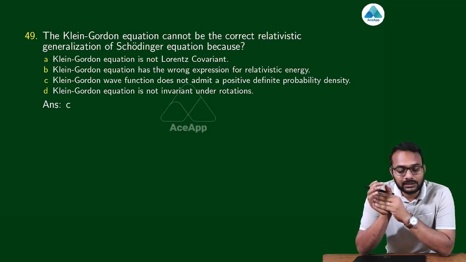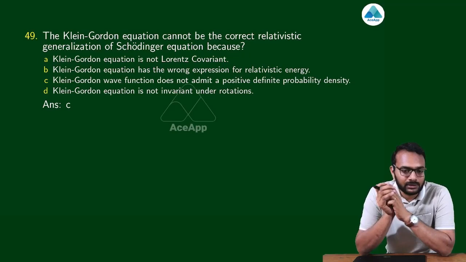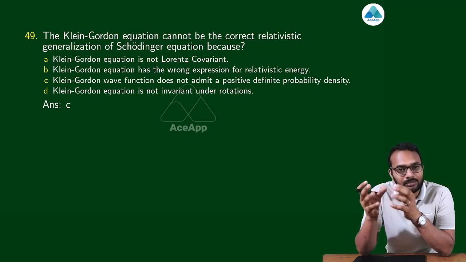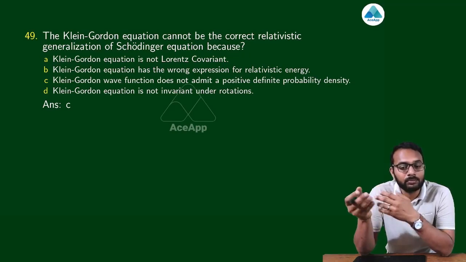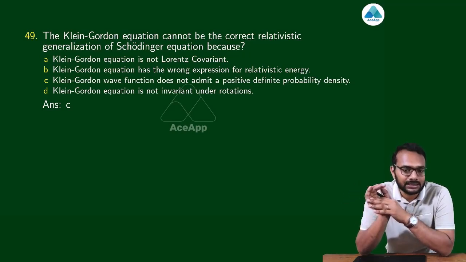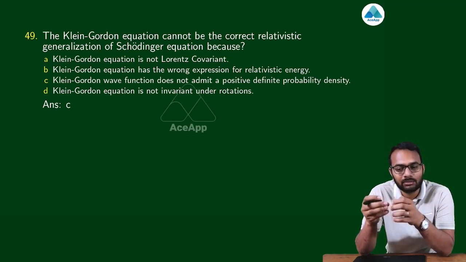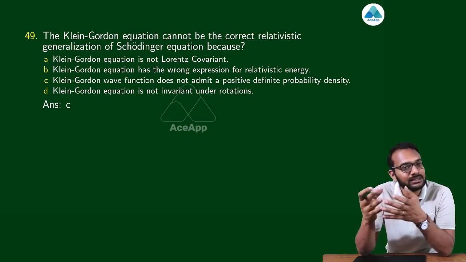Klein-Gordon wave function does not admit a positive definite probability density. This is true, right? When you look at the Klein-Gordon equation, we see that it does not admit a continuity equation with a positive definite probability density. That is, the Klein-Gordon equation does not admit a quantity that we can define as a probability density.